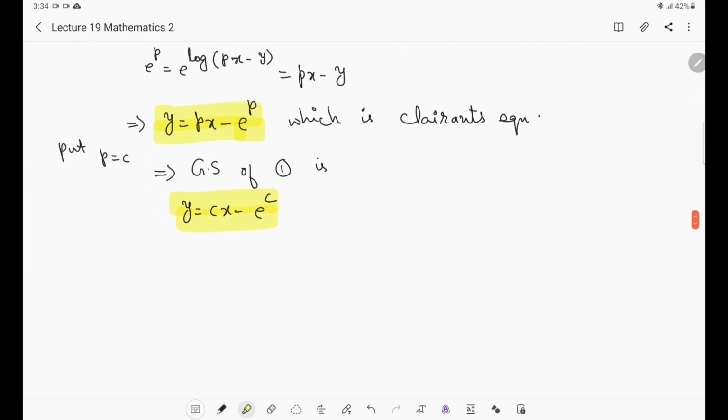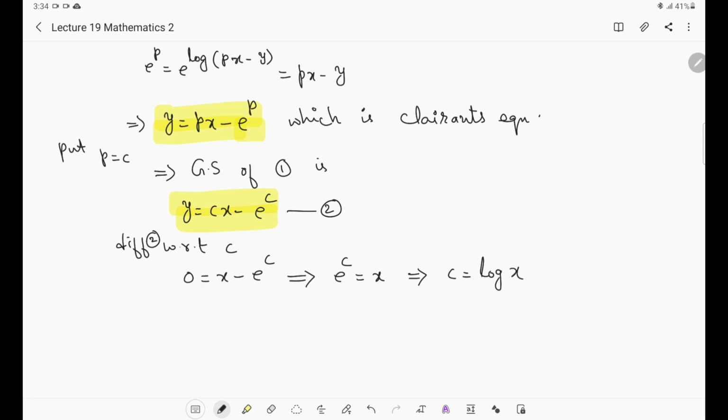Now, to find the singular solution, we have to differentiate this, consider this as 2, differentiate 2 with respect to c. So the derivative of y will be 0, equal to the derivative of c, which is 1, so x will remain here, and the derivative of e power c is e power c only. So simplify this: e power c equals x, and further c equals log x. If you take the exponential to the right hand side, it will become a logarithm. So the value of c is log x.